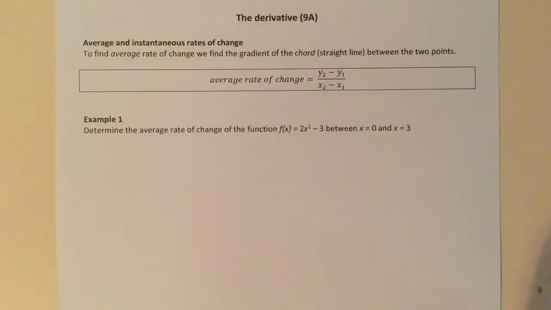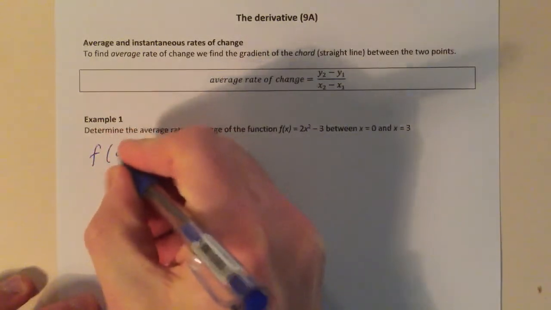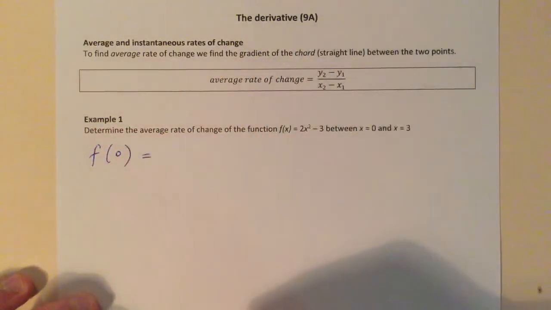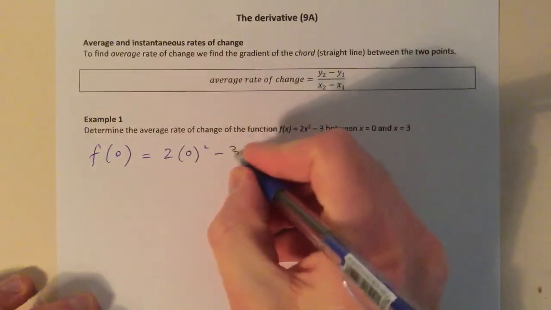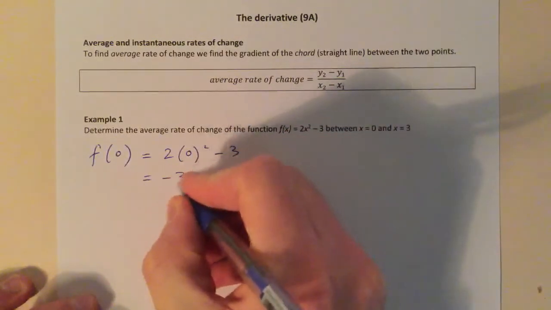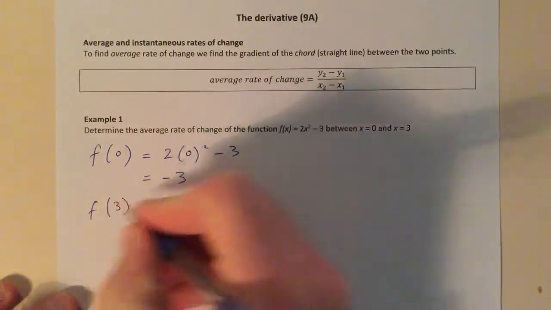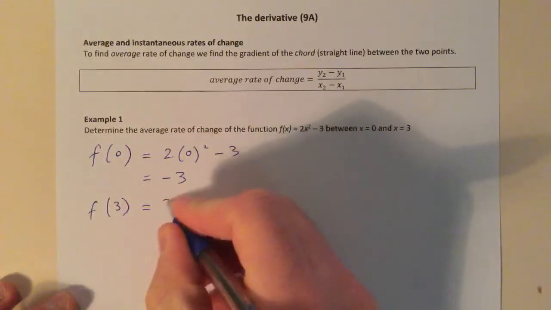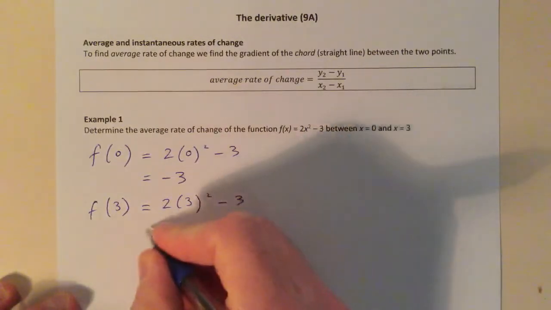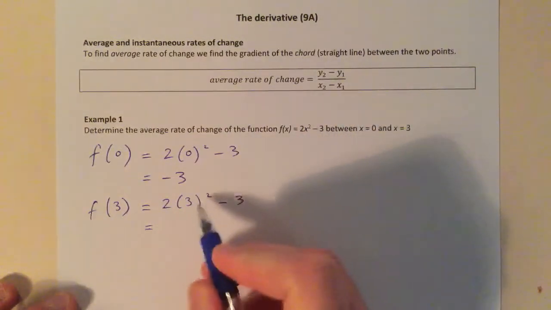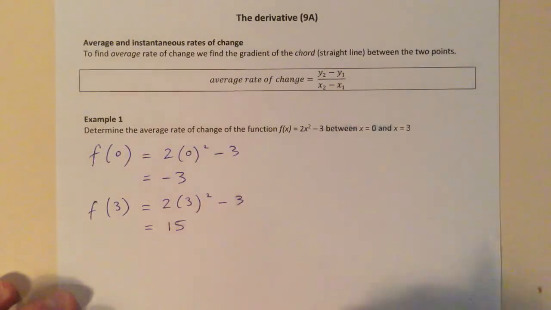So let's work out f of 0. That will be 2 times 0 squared minus 3, which is just negative 3. Then we work out f of 3. That'll be 2 times 3 squared minus 3, which is 2 times 9, so 18. 18 minus 3 gives us 15.